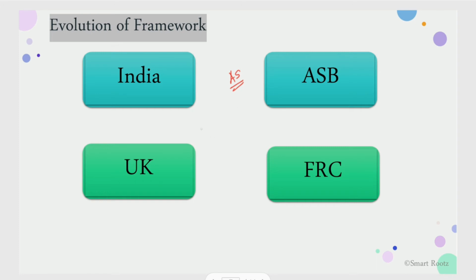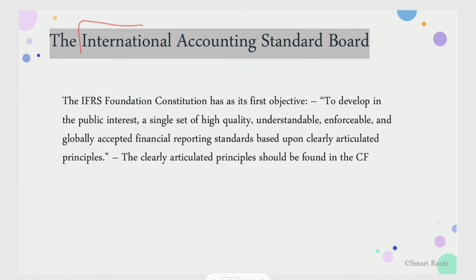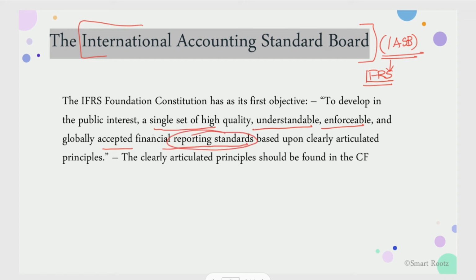In order to bridge this problem, we have the International Accounting Standards Board, also known as the IASB. This IASB develops the standards called IFRS. IFRS is nothing but a single set of understandable, enforceable and globally accepted reporting standards. They are all globally accepted reporting standards, which means that companies across the globe will start implementing and following these International Financial Reporting Standards, so that there is consistency in adopting accounting standards across companies and across the globe. This makes it more comparable.